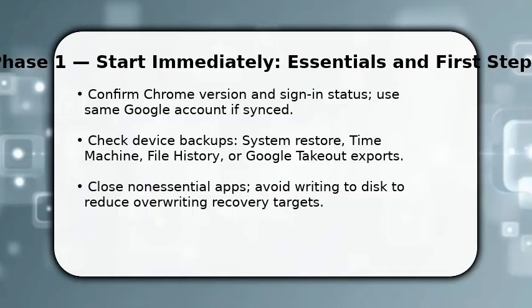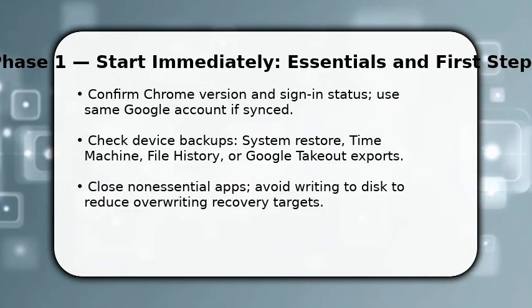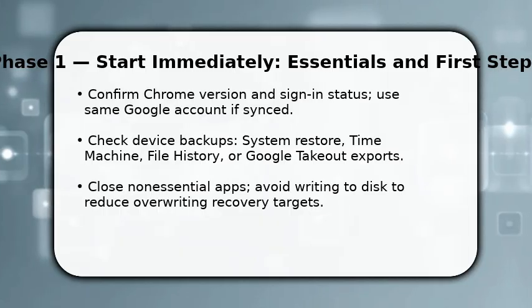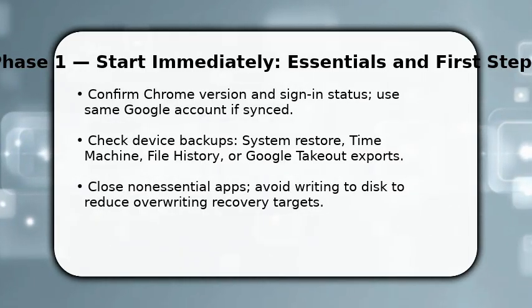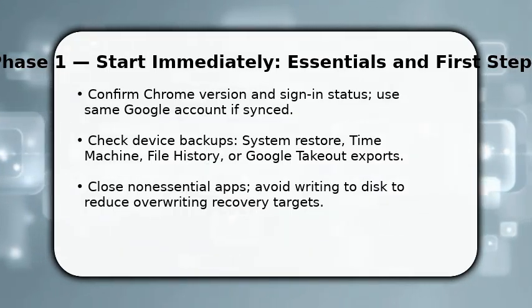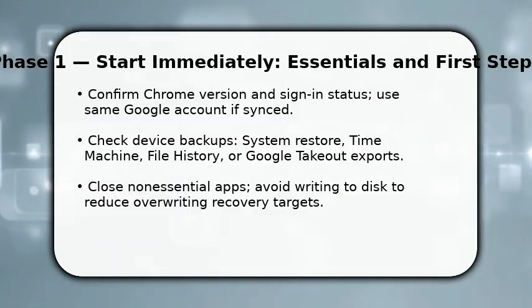You begin by confirming Chrome version and that you're signed into the same Google account. This matters because sync can restore remote history. Next, make sure you have backups available: system restore points, Time Machine, File History, or a Google Takeout archive. Once done, stop using the browser on that device to avoid overwriting local files.